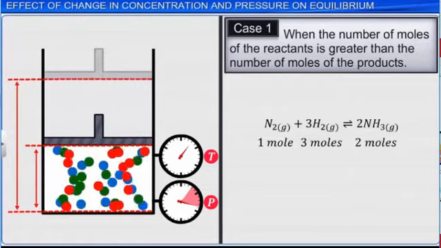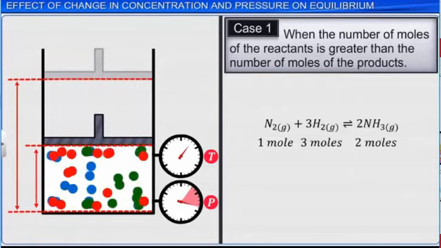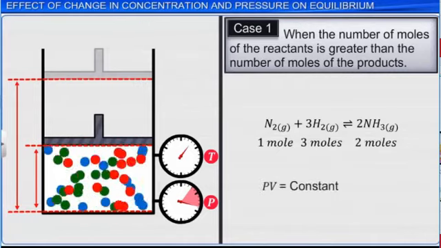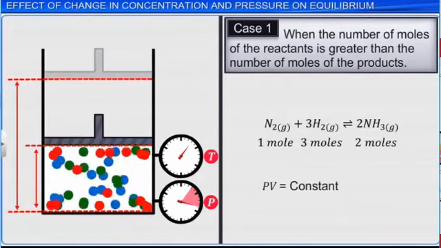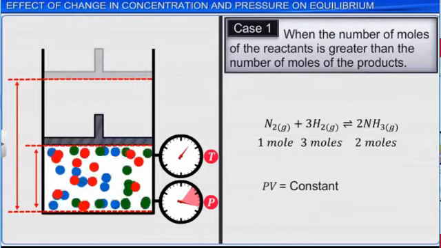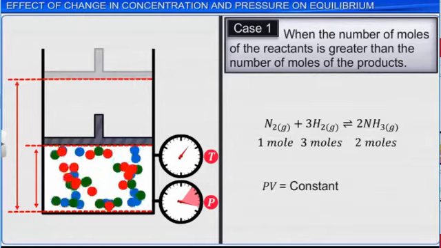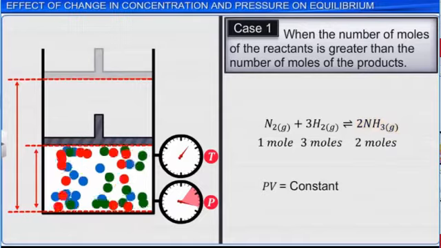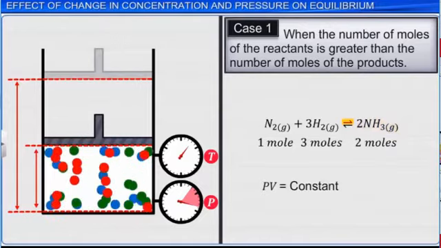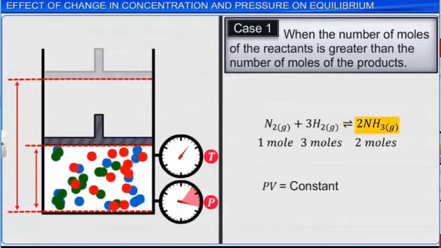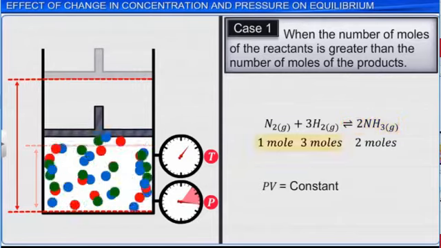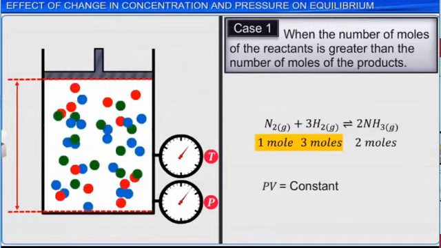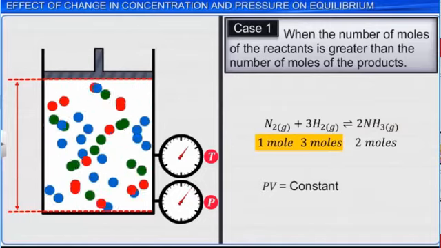As the volume decreases to half, the pressure will be doubled according to the equation PV equals constant. As the pressure is doubled, according to Le Chatelier's principle, the equilibrium shifts in the direction of decrease in pressure, or the number of moles of the gas. So, in this case, the reaction proceeds towards the formation of the product, ammonia. If you decrease the pressure on this equilibrium, the equilibrium shifts in the direction of the increase in the number of moles of the gas. Hence, ammonia undergoes dissociation to give back nitrogen and hydrogen.